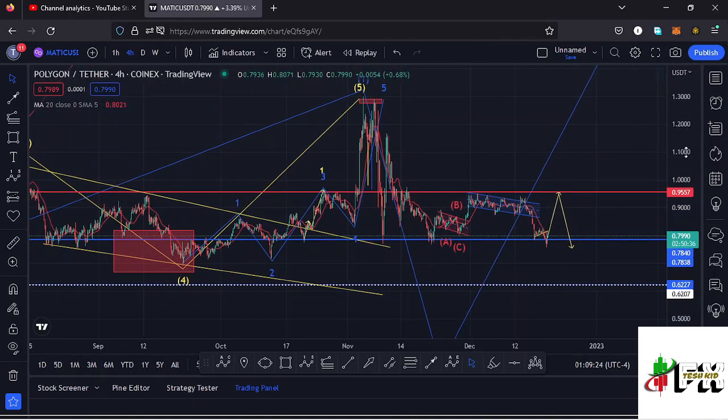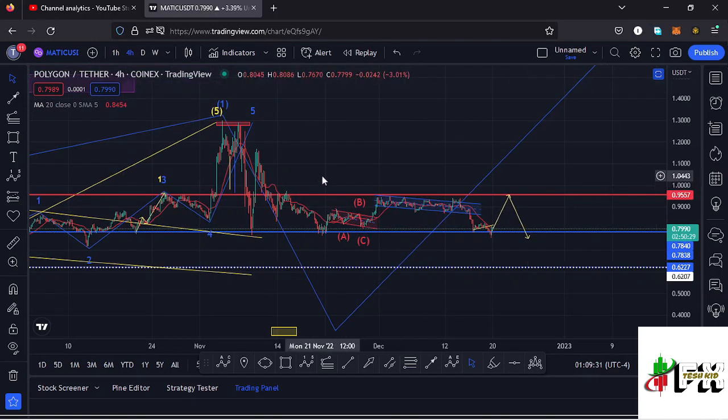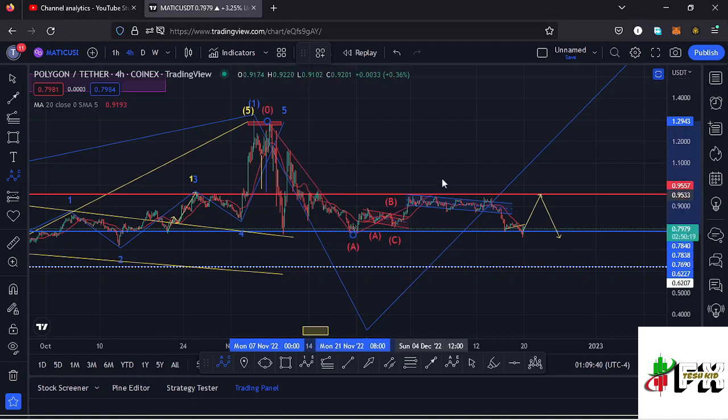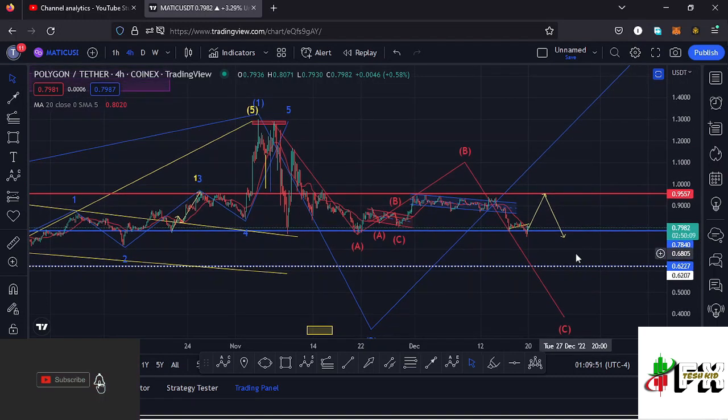There are two possible ways I can have that ABC corrective structure here on the Polygon Matic chart, and that is what is going to give me the short-term scenarios that I'm expecting to play out. The very first way to have that ABC corrective structure is having this as a massive wave A to the lower side, then I'm expecting a bit of a bounce to the upside in the formation of that wave B, then continue pushing even lower in the formation of that wave C to the lower side. That is the very first way to have it.